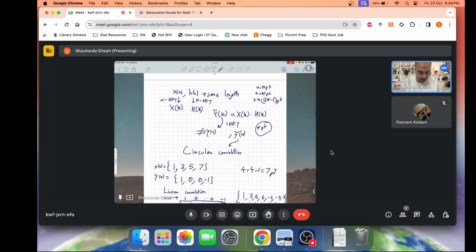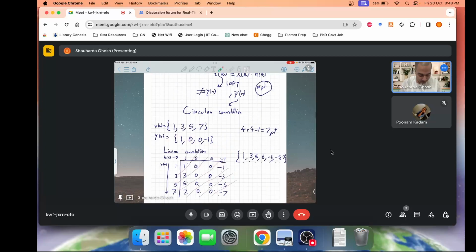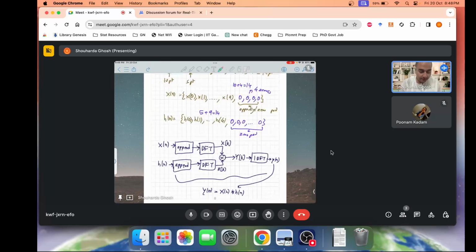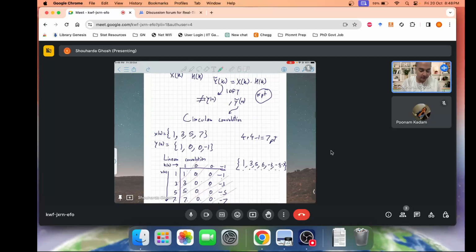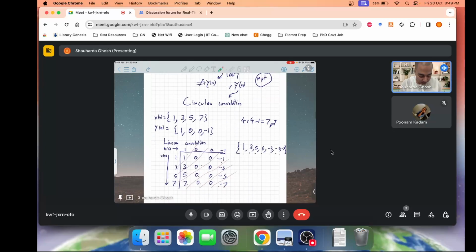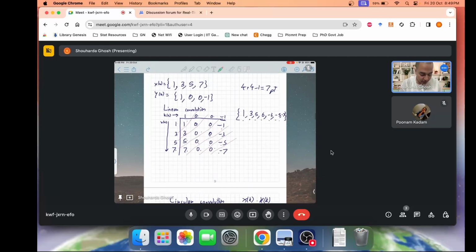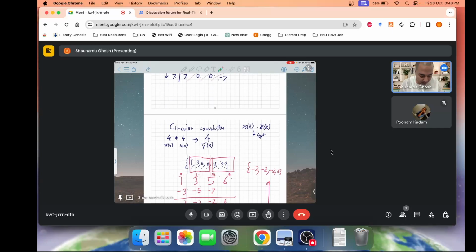What you get is something called the circular convolution. In case you have appended zeros, you will get the linear convolution, but for other general cases, circular convolution is not equal to linear convolution. And then I showed how to do linear convolution. You must know this because you have done signals and systems. And then how to find the circular convolution.